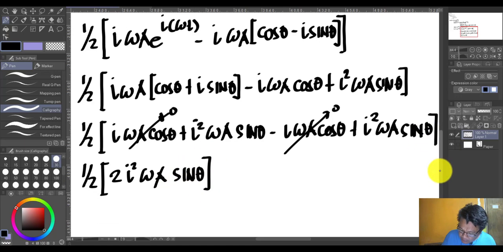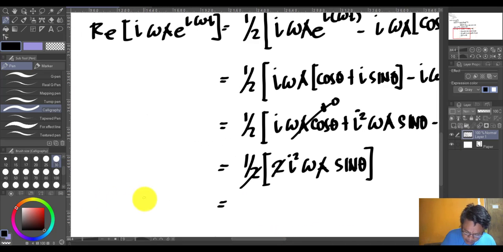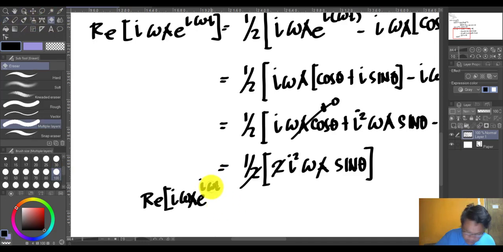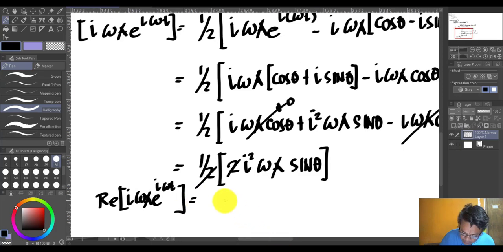Okay, then I can cancel this one and this one, so finally, the real part of my equation of velocity, A e raised to i ω t, is now equal to this one. Okay, so that will be equal to i squared ω A sine of theta.